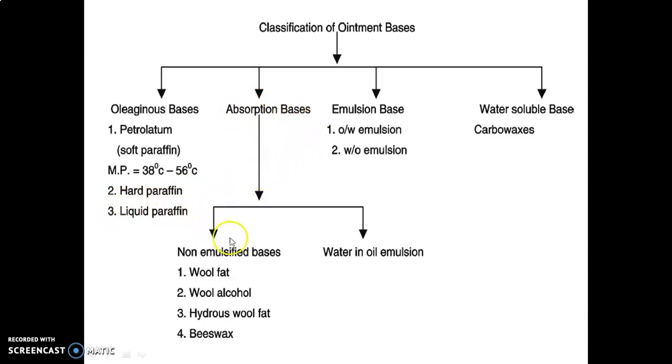Absorption bases again get classified into two types, that is non-emulsified bases, and the second one water in oil emulsion, that is W/O emulsion, in which water is the internal phase while oil acts as the external phase. Non-emulsified bases are again of four types, for example wool fat, wool alcohol, hydrous wool fat, beeswax. Then emulsion bases are of two types. O/W means oil in water emulsion, in which oil acts as the internal phase while water acts as the external phase. And the second one is W/O emulsion, in which water acts as the internal phase while oil acts as the external phase. Water soluble bases are carbowaxes.